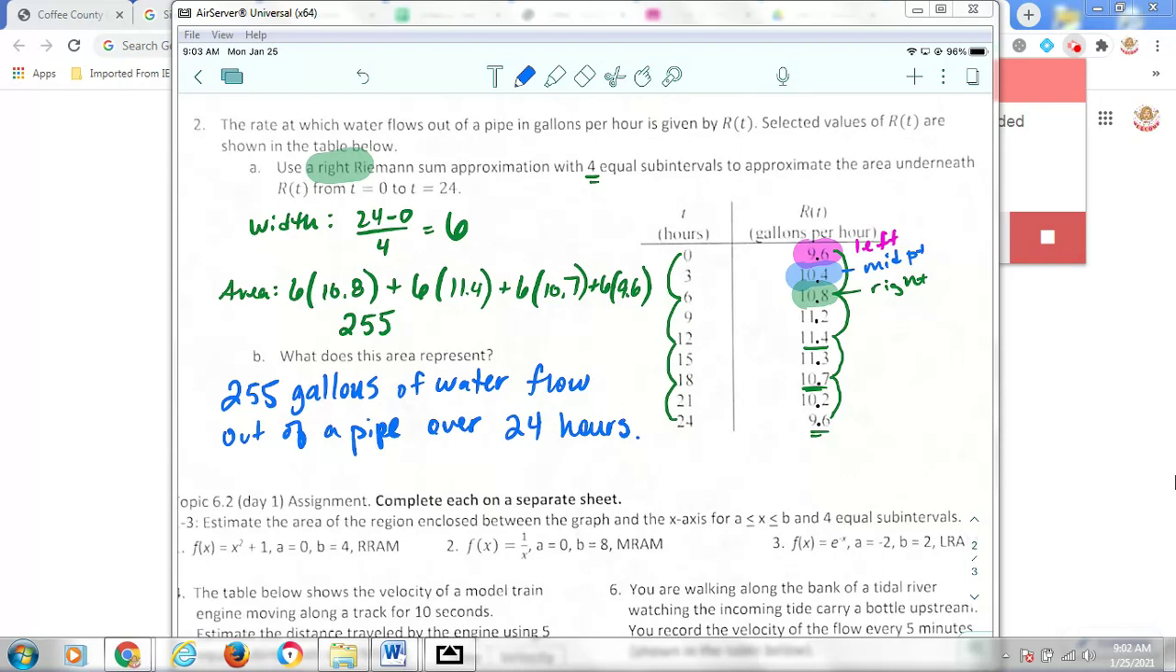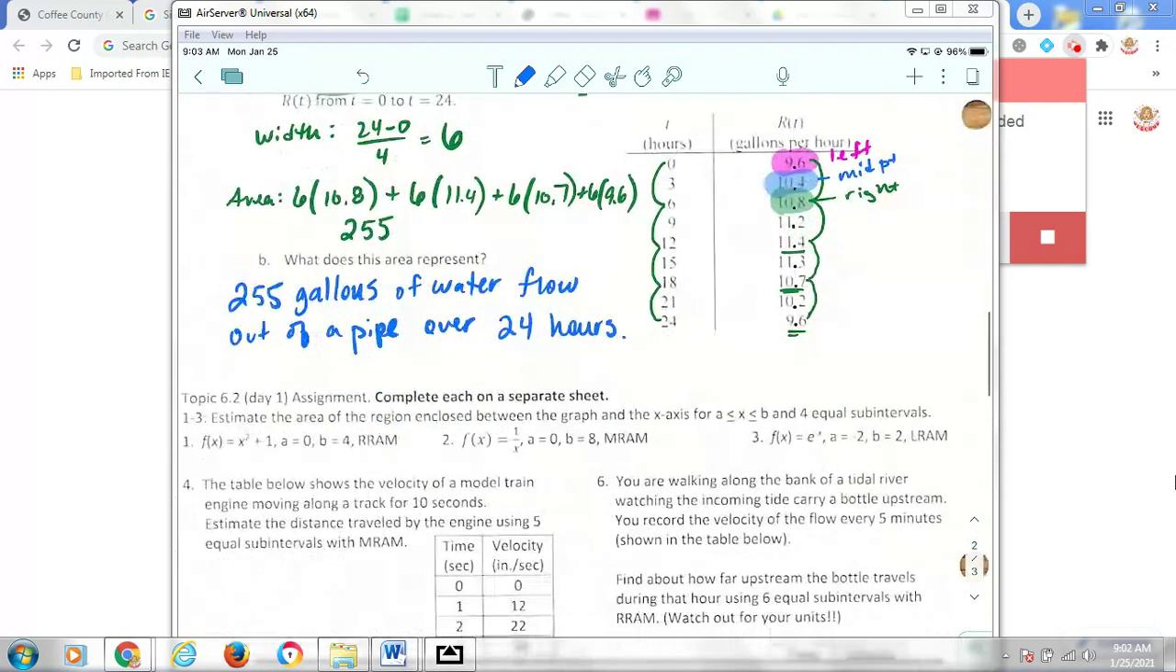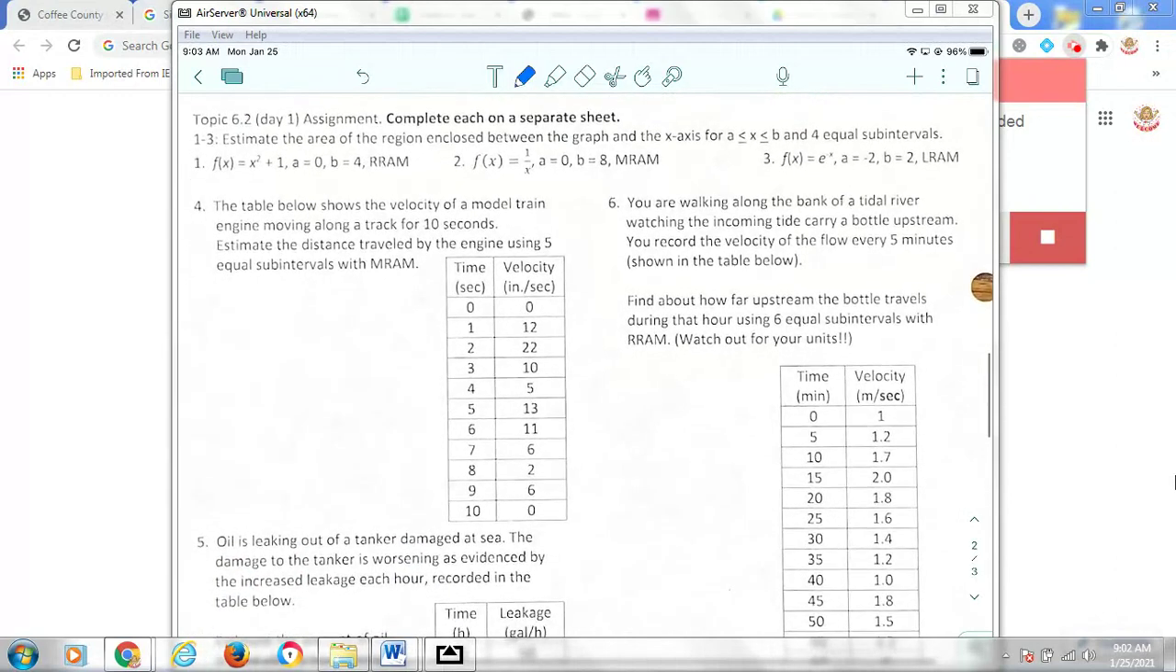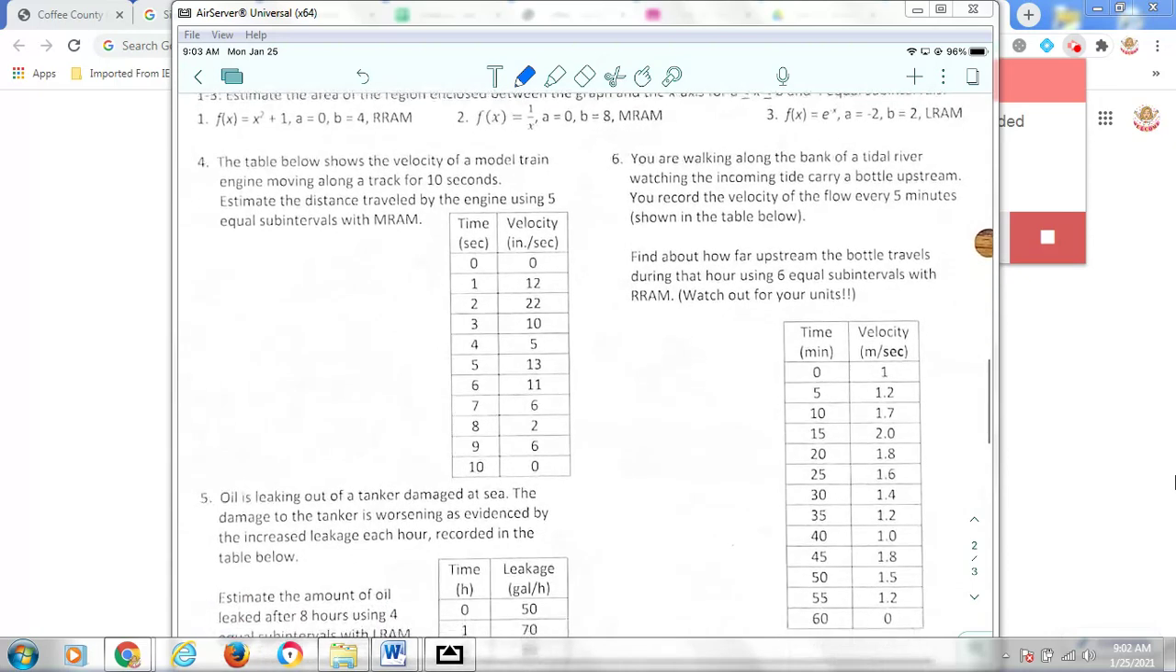What I want you to do for your assignment is these 6 problems down here. Obviously, you need to do them on another sheet of paper. Problems 4 through 6, if you want to do on here, you can. But when you turn it in, you'll also be turning in your notes. So I would go ahead and just do it on your own paper.